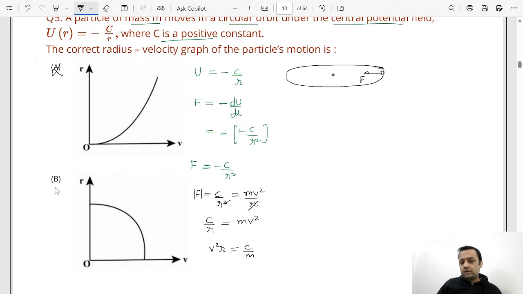Now look at option B. In option B, if the radius is decreasing, then the speed is increasing, and if the speed is increasing, then the radius is decreasing. Basically this property is being followed. If you move in this direction on the x-axis, the radius goes down but the speed increases. And if you move in this direction, the speed decreases but the radius increases, right? So this is being followed, but there is something else I wanted to talk about, so I'll come back to this graph in a second.